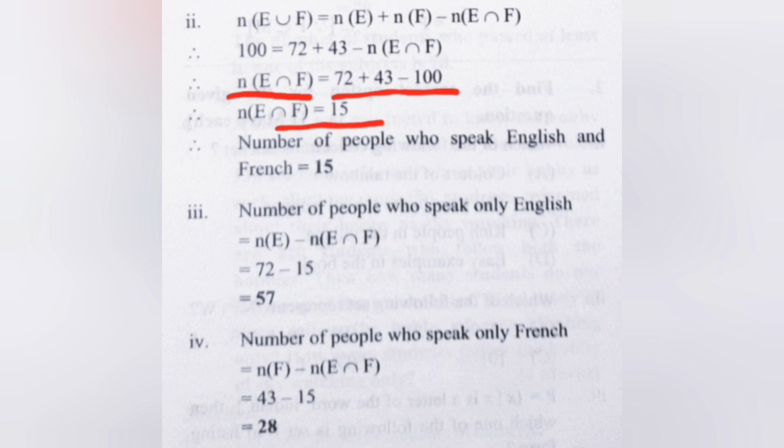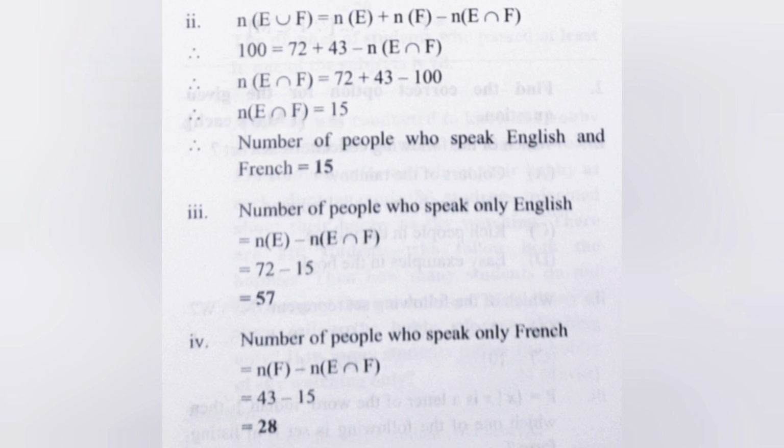So number of people who speak English and French is equals to 15. So this is the number of people who speak both. Why? Because it is intersection. Intersection means the people who are common in English and French. Okay, so that means they speak both the languages.